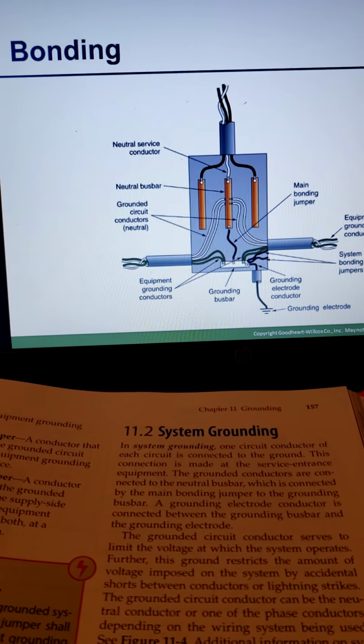If you have to make a splice, it has to be an irreversible connection. You have to use an irreversible connection.